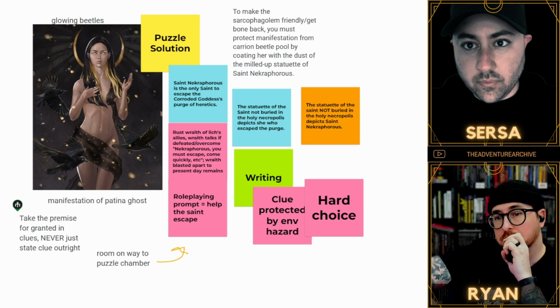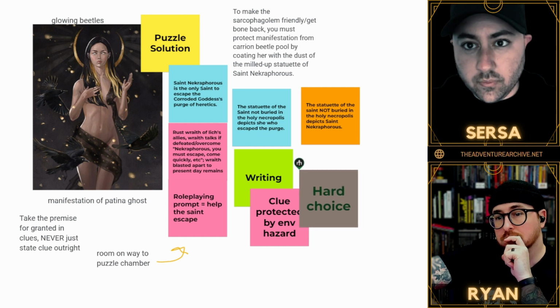So we have the writing here. When read, it communicates this information that the statuette of the saint not buried in the Holy Necropolis depicts the saint who escaped the purge. This written clue is protected by an environmental hazard, and there is a hard choice involved in getting to or interacting with this clue, right? So a lot of ingredients we toss into the pot here. What are you thinking?